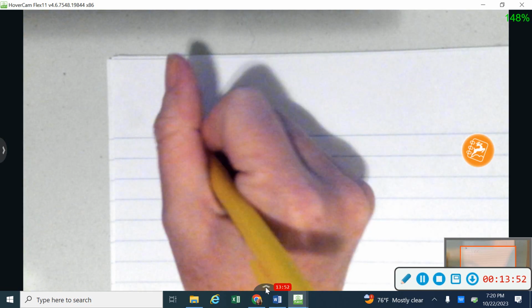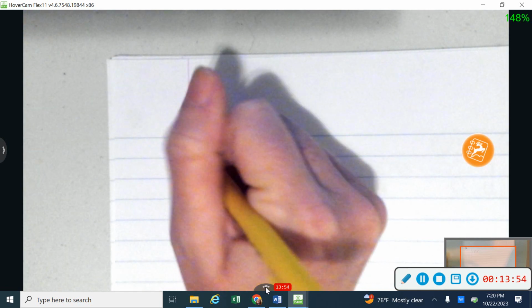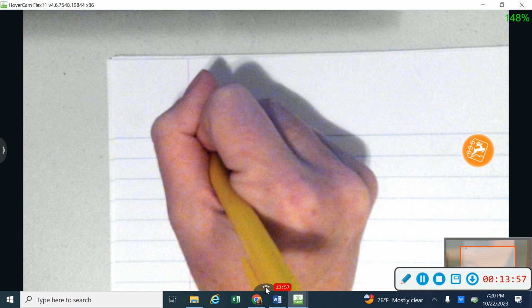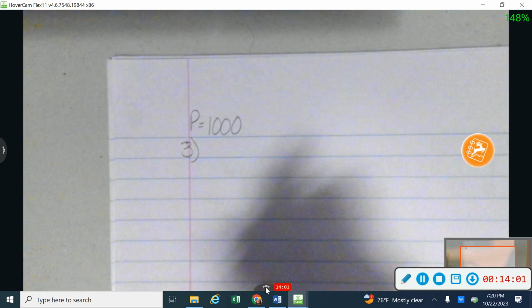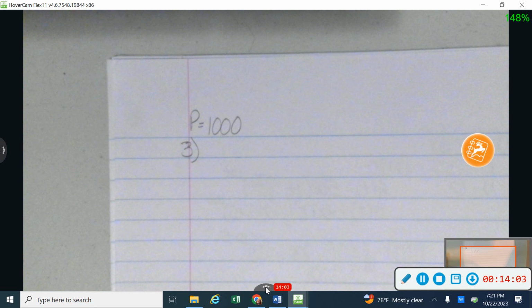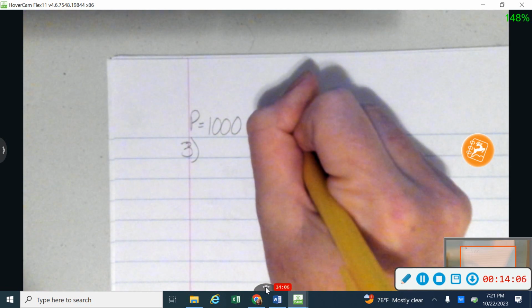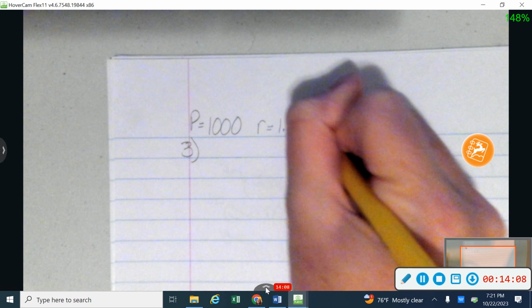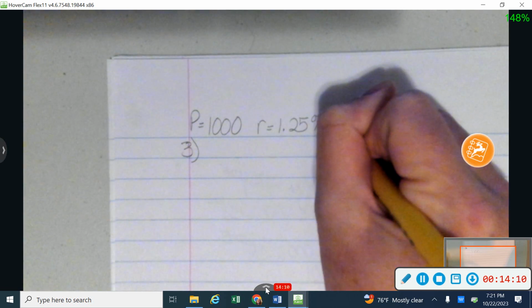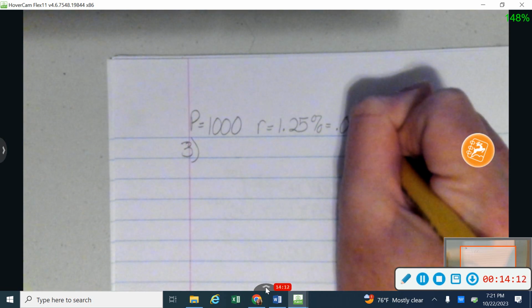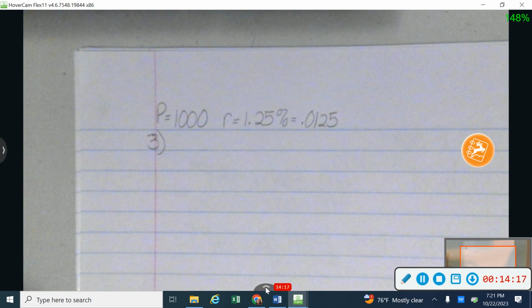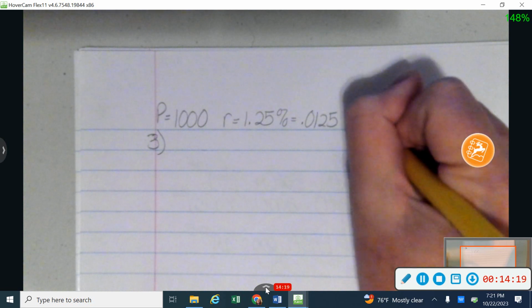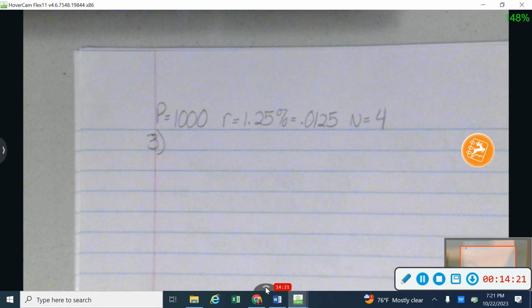Okay, same process on number 3. It's just that our numbers are changing. So, number 3. Let's go up there on the top and say that our principal amount this time is 1,000. I'm going to use that same amount for 3 and 4. We are working with a rate of 1.25%, which is going to be 0.0125 when I change it into a decimal. And on number 3, we are compounding quarterly, so my number of times per year will be 4.